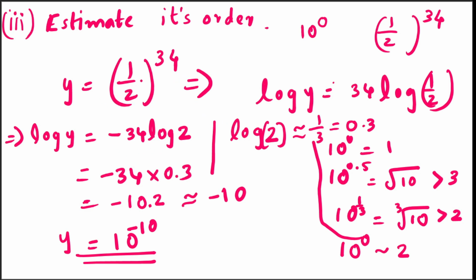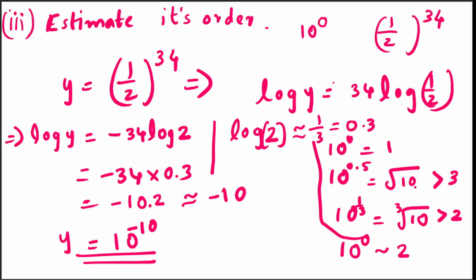So y is equal to half raised to 34. Just take the logarithmic function on both sides. Log y is equal to 34 log half. Then write it properly. For log 2, it is good to know the value; it is near 0.3. If something else comes, you can use this method: 10 raised to 0 is 1, and we can approximate roots of numbers, because we know the roots of many numbers, so we can approximate whether it is greater or lesser than some number. You can use that idea.